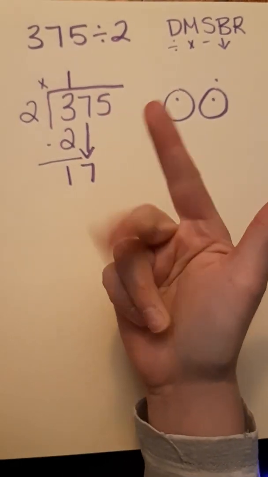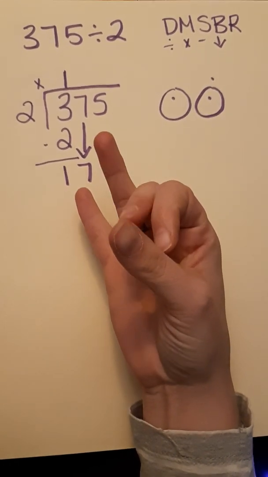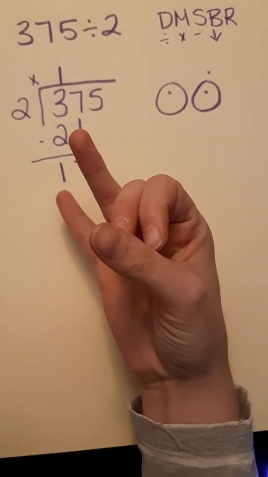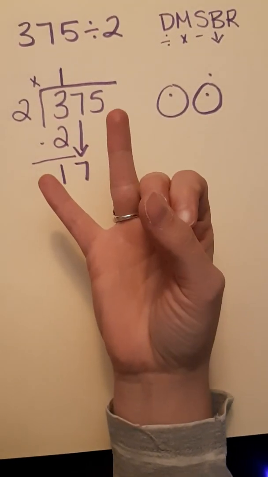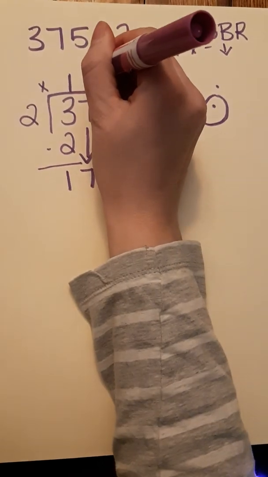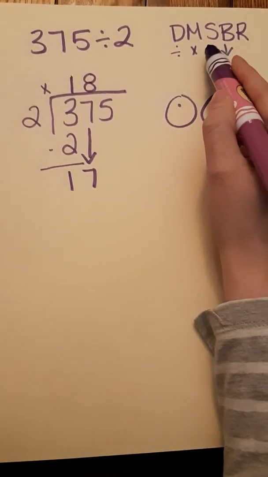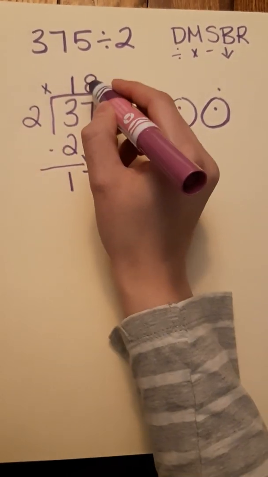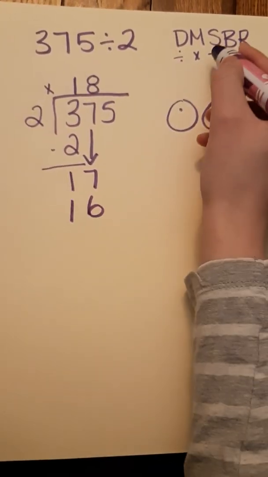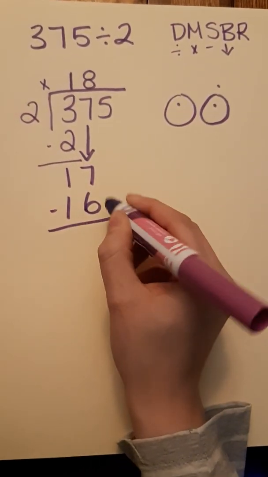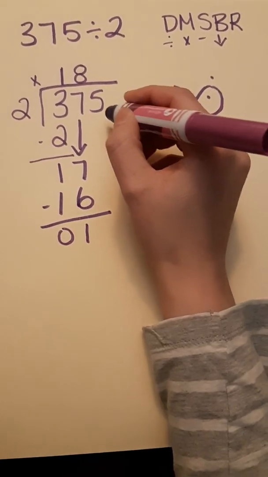2, 4, 6, 8, 10, 12, 14, 16. If I go any further, I'll go over 17, so I know it is 8. And I'm going to put that up here. Now I'm ready to multiply. 2 times 8 gives me 16. And I can subtract. And I'm left with 1 again.